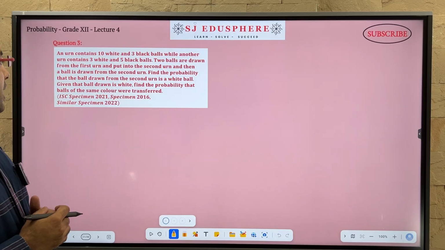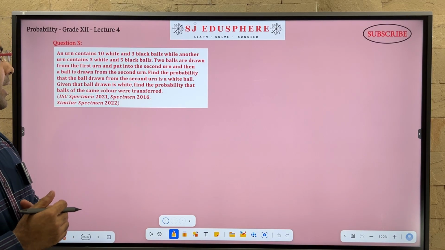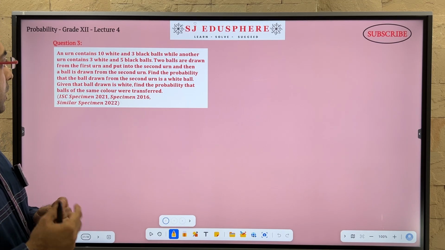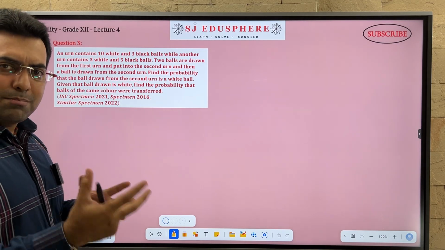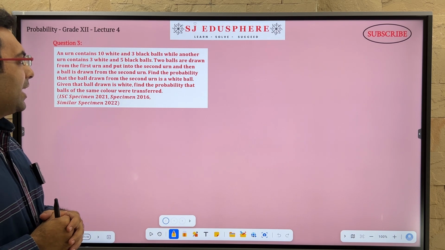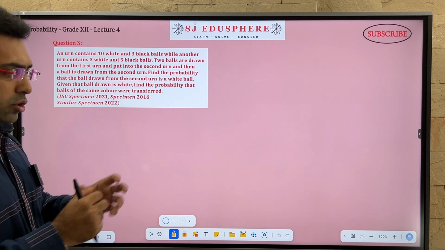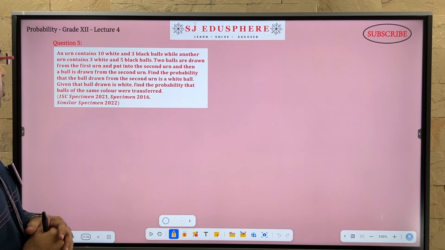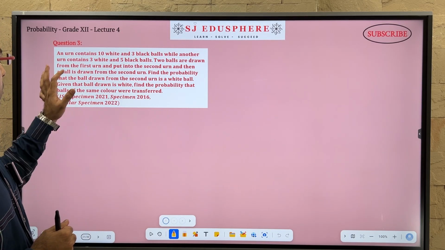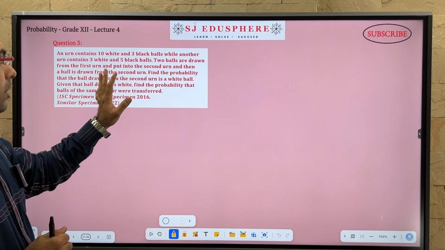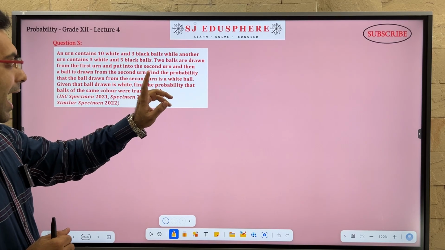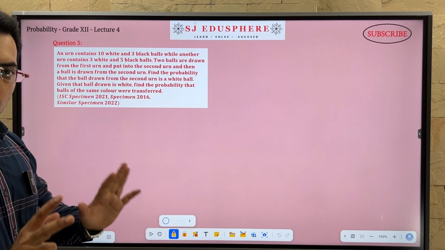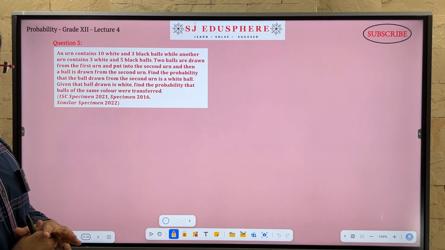My next sum says an urn contains 10 white and 3 black balls, while another urn or a basket or a bag contains 3 white and 5 black balls. So there are two different kinds of bags that you have. It says 2 balls are drawn from the first urn and put in the second urn, and then a ball is drawn from the second urn. Pause. Let us picturize this well.